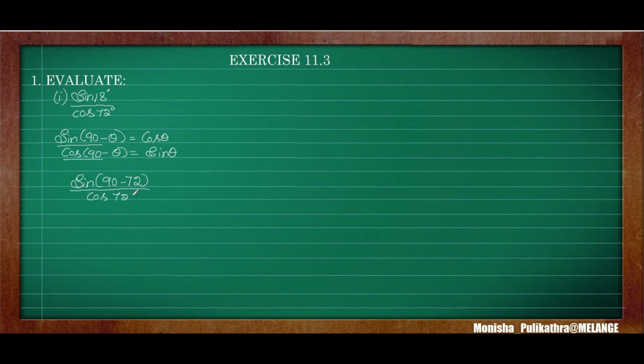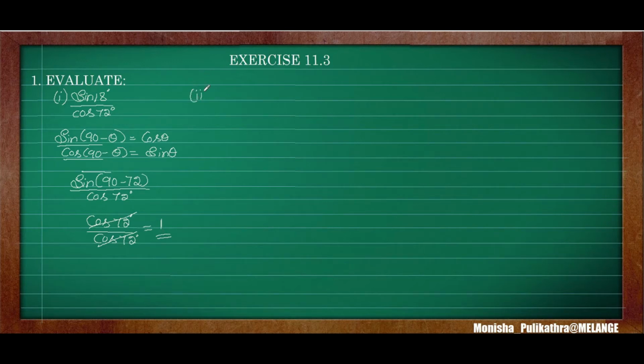cos 72 degree. Okay, so we know that sine 90 minus theta is cos theta. So sine 90 minus 72 will become cos 72. So cos 72 divided by cos 72 degree. So both cancel. The answer will be 1. I hope you understood this. So one of these two we need to change into its complementary angle. By that both will get cancelled. The answer will be 1.